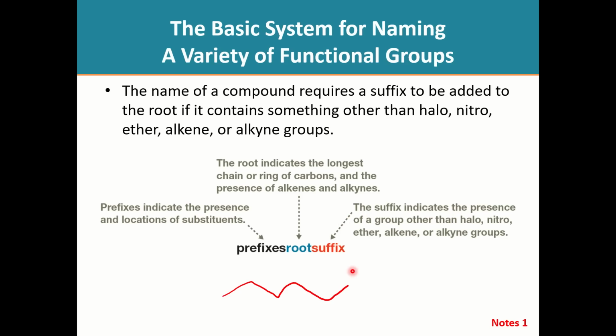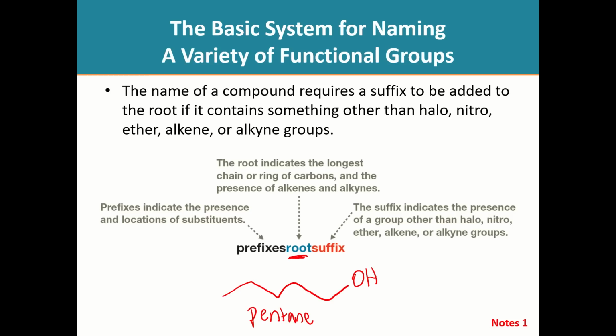So let's put on a functional group here to show you what I'm talking about. How many carbons are in the longest continuous chain here? Well, we see that there is 5 carbons. 1, 2, 3, 4, 5. So the parent, or the root, would be pentane. That's the root.